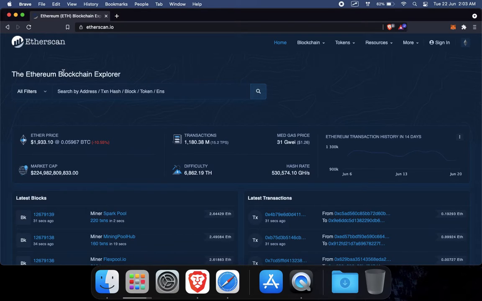Well, all transactions are recorded on the blockchain. This explorer will help you look at all the details that you need to know, right, if you want to research and understand the blockchain better. Let's go from the top to the bottom, right?